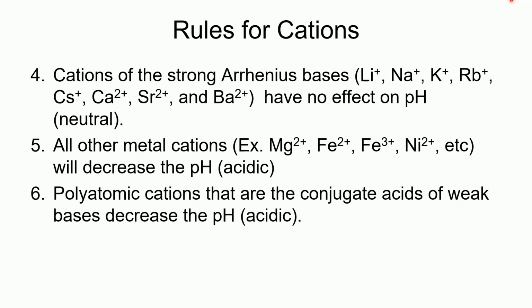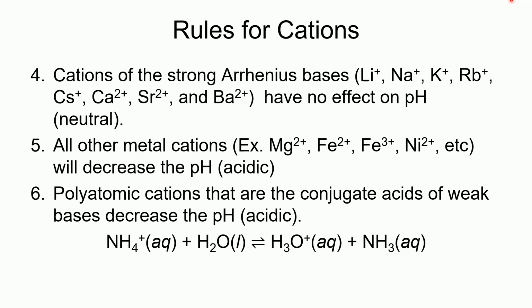We will find that polyatomic cations that are the conjugate acids of weak bases will decrease the pH. They will act like acids. An example of that would be the ammonium ion. If we have something like ammonium chloride, the chloride will have no effect according to rule 1 that we saw on the previous page. So the chloride will have no effect, but the ammonium will be acidic. It will dissociate to some extent in water to give us hydronium and ammonia.